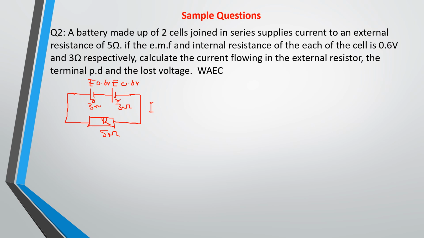If you're able to represent this in a drawing like that, you already have a score from your examiner. Now from this setup, we can see that the total E is equal to what? Since they are in series, total is E1 plus E2. So that gives us 0.6 plus 0.6, and that's equal to 1.2 volts. This is your total EMF.